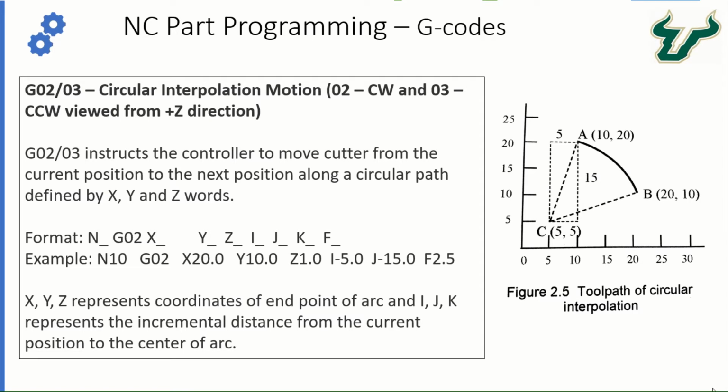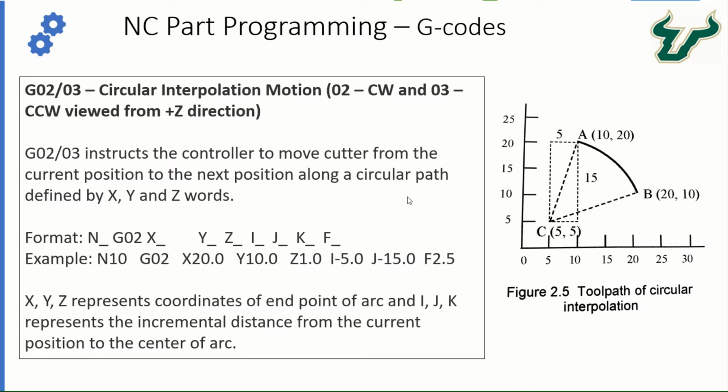Moving on to G02/03, it's basically the circular interpolation motion. If you specify 02, then it will be clockwise, or if you specify 03, then it's going to be counterclockwise, obviously when you view it from the Z direction. All right, so this command basically instructs the controller to move the cutter from its current position to the next position along a circular path defined by the X, Y, and Z words.